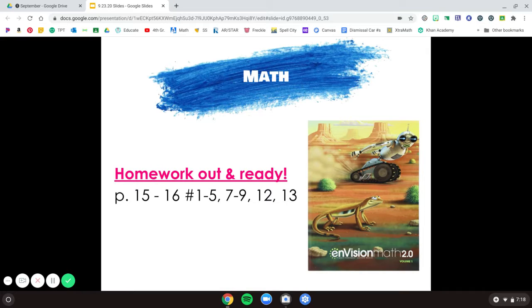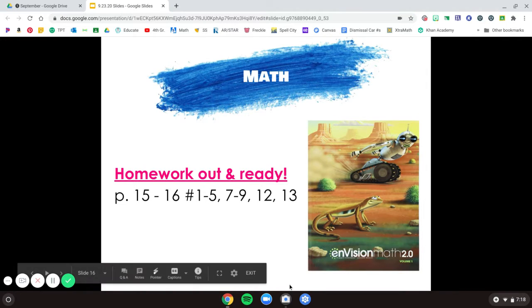Fourth graders, all right, we're going to get started by reviewing our homework. So make sure you're on page 15 to start. We'll go through numbers 1 through 5 on that page, and we'll do 7, 8, 9, 12, and 13 on page 16. So let's take a look at those.